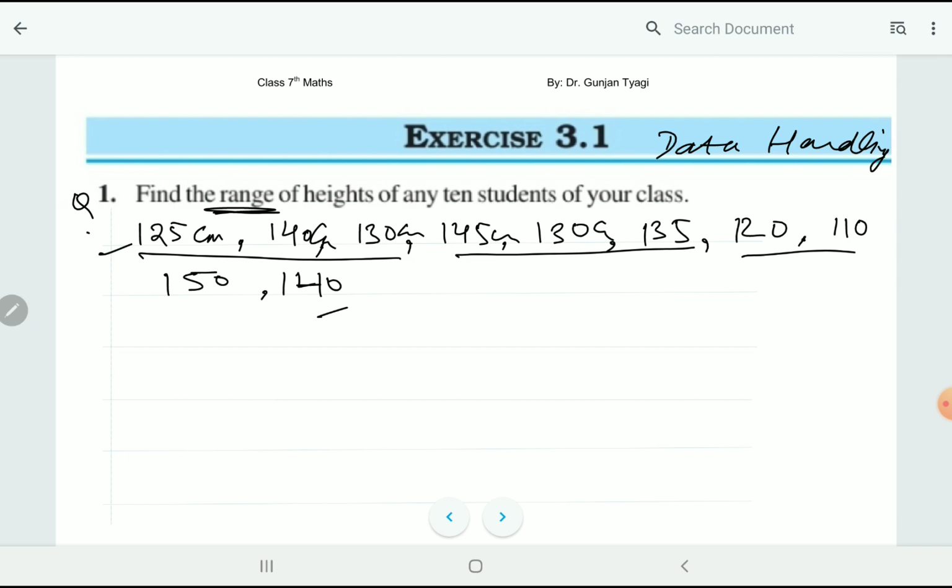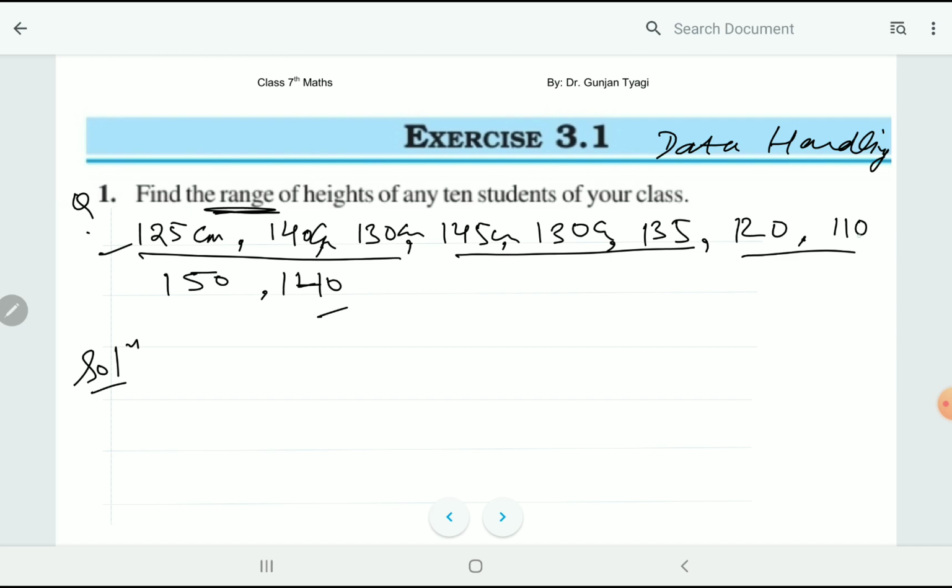Now find the range, not the mean. What is the range? First of all, as I told you and I'm telling you again, before doing any question of data handling, just arrange the data in ascending order. Arrangement of data is very important to avoid mistakes. So let's arrange the data in ascending order.